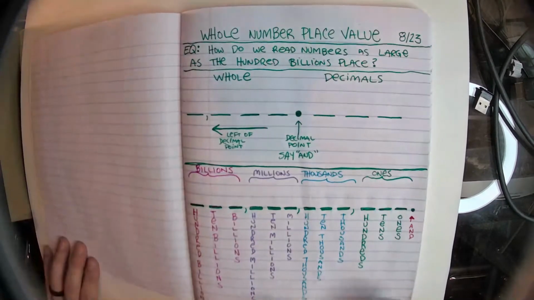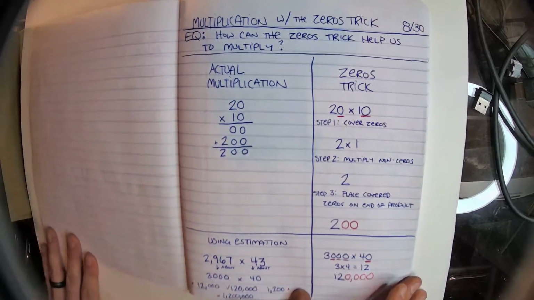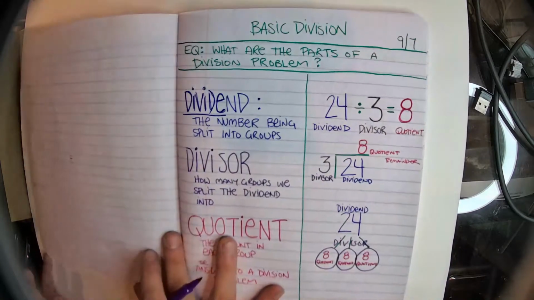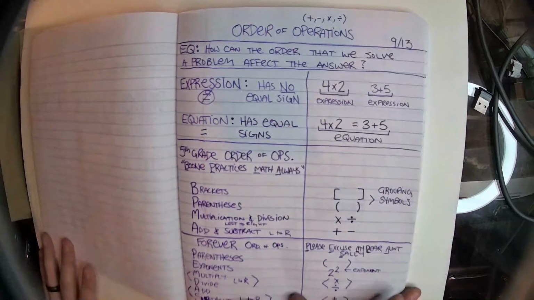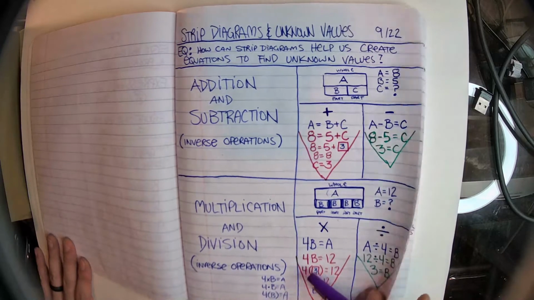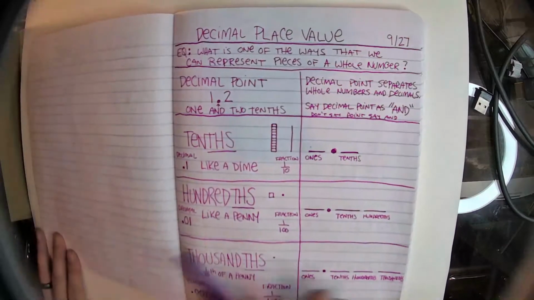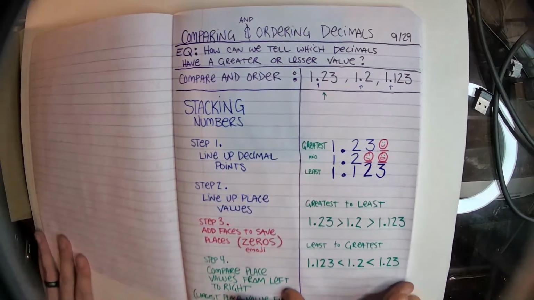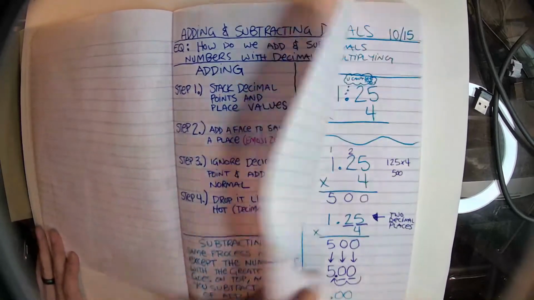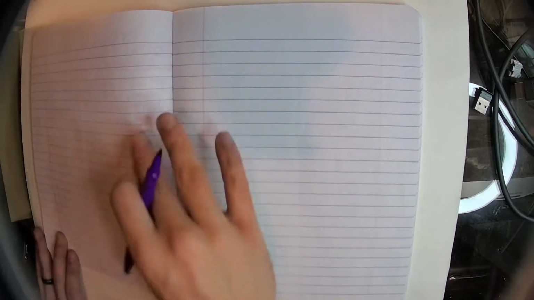Whole number place value, estimation, multiplication with the zeros trick, multiplying 2-digit by 3-digit numbers, basic division, the order of operations, strip diagrams and unknown values. That's kind of simplifying expressions as well, or equations as well. Prime and composite numbers, decimal place value, comparing and ordering decimals, rounding decimals, adding and subtracting decimals, multiplying decimals, dividing decimals, and now we're here.